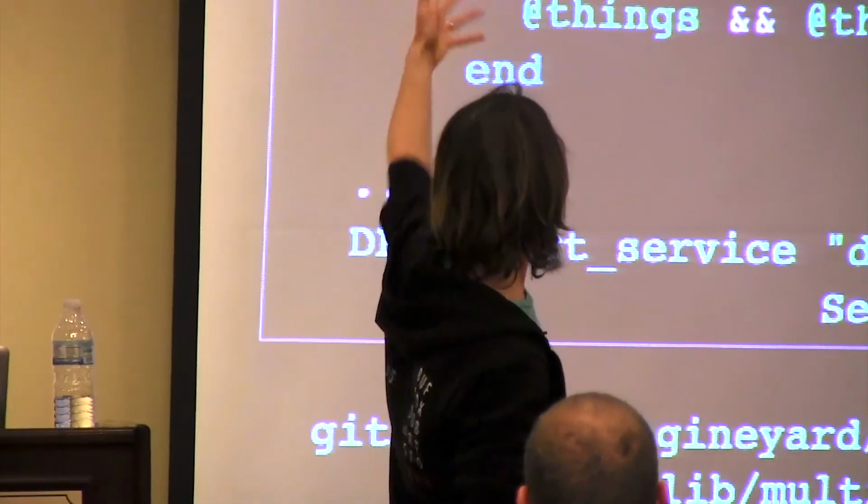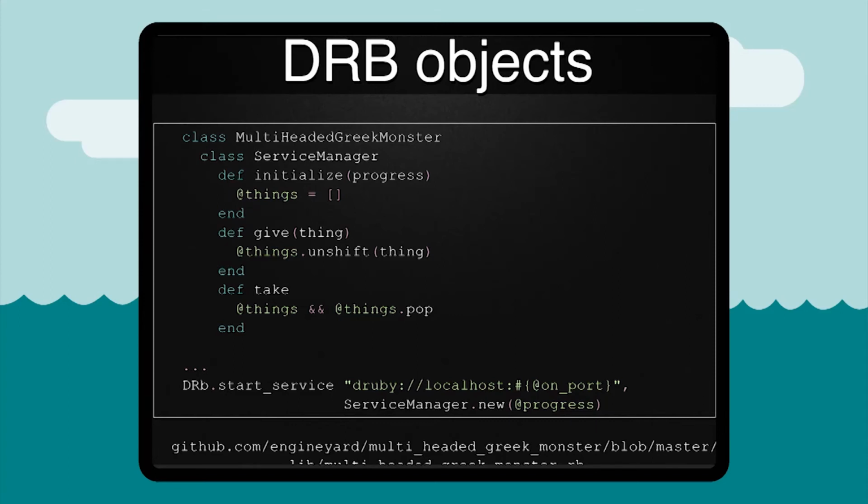So we can have this service manager object. So I wanted to make a library called Hydra, but that name was taken. So we have the multi-headed Greek monster. We create the service manager that has these things that it does, and we can give and take things from there, and that'll be our queue.